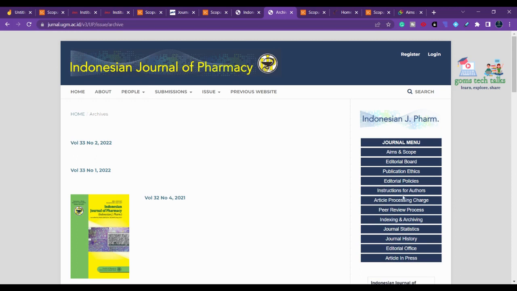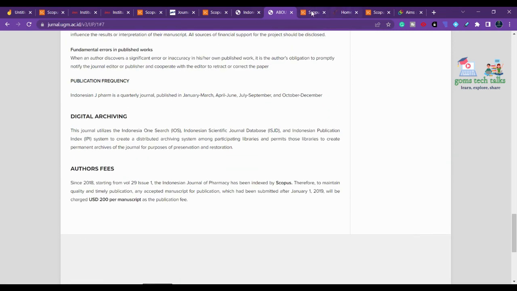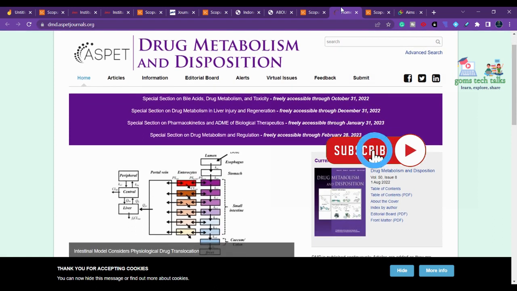Other than that, you can just email them and ask. They have some other statistics. If you couldn't find anything, please mail them. The next journal is Drug Metabolism and Disposition. This is also a pharmacy related journal. Here if you see, this is Drug Metabolism and Disposition.